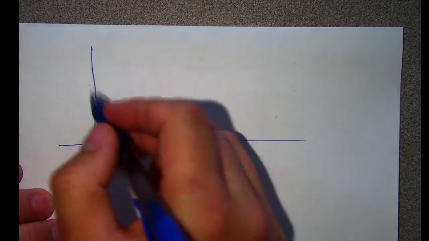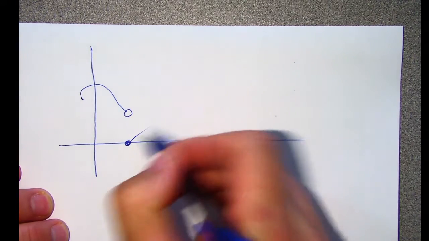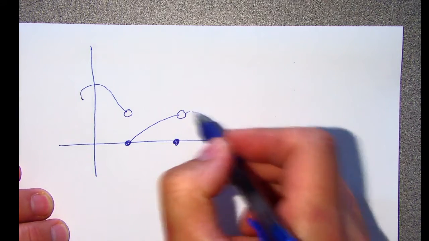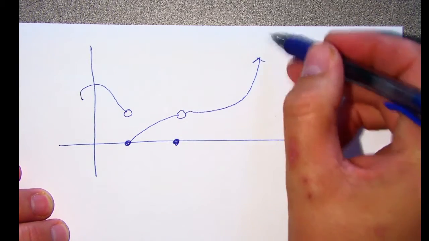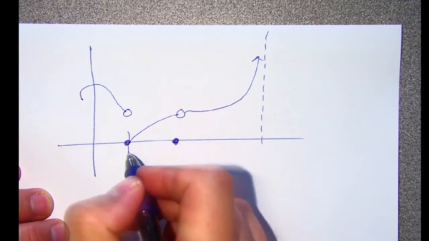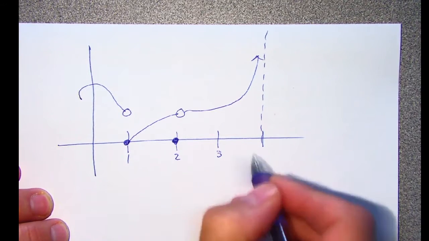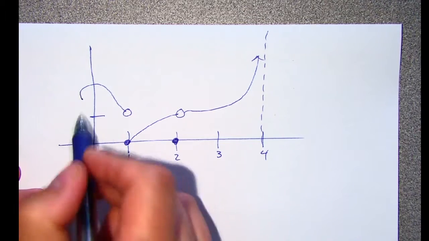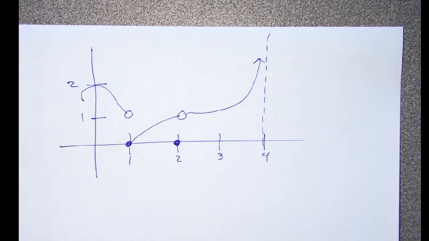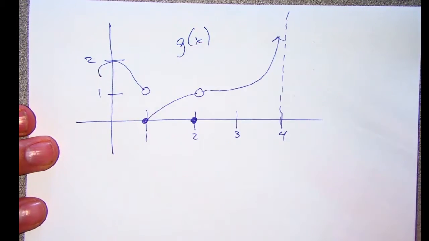So let's make another graph, just making up graphs here. Let's say this is 1, 2, 3, 4. This is a height of 1, 2. Let's just work with this for a little bit. Let's say this is g of x. That's the name of the function.